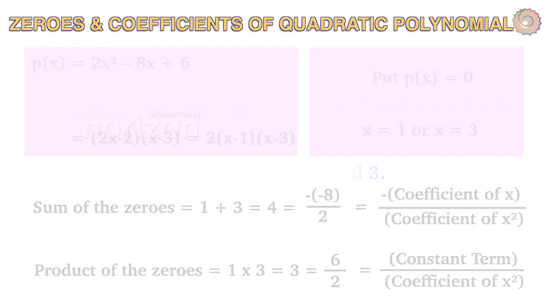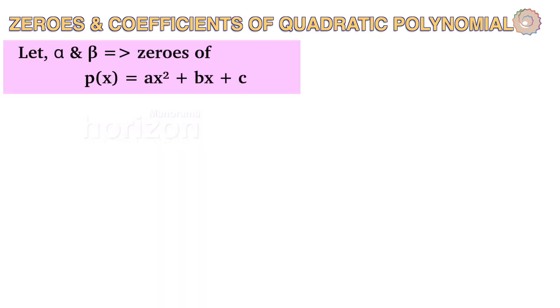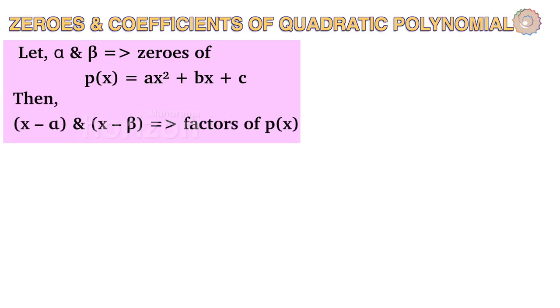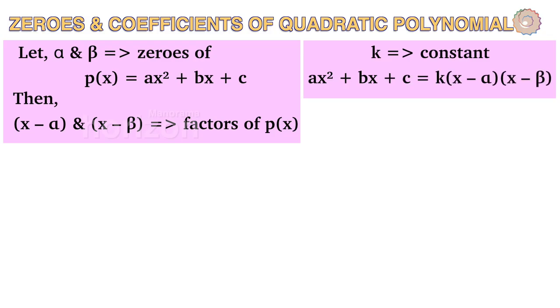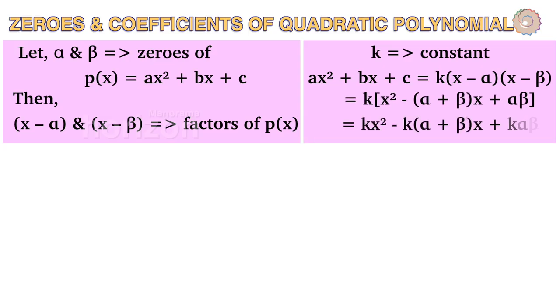Let's confirm this by considering alpha and beta as the zeros of the polynomial p of x equals ax square plus bx plus c, where a is not equal to 0. Then surely x minus alpha and x minus beta will be the factors of p of x. Therefore, for a constant k, ax square plus bx plus c equals k into x minus alpha into x minus beta. Multiplying throughout, we get kx square minus k into alpha plus beta into x plus k alpha beta.